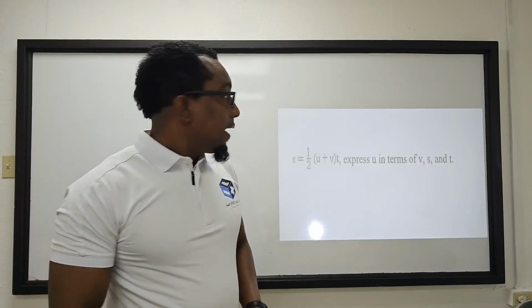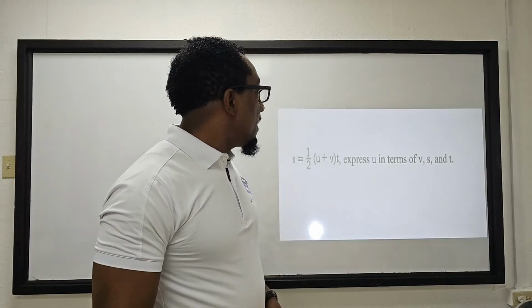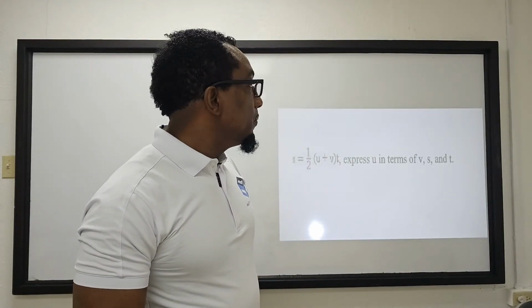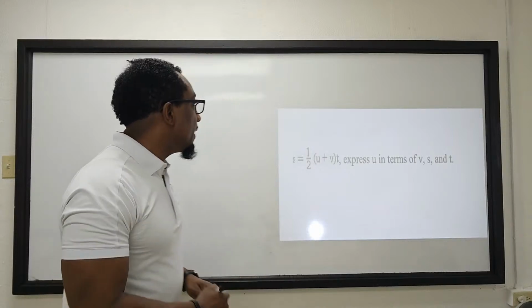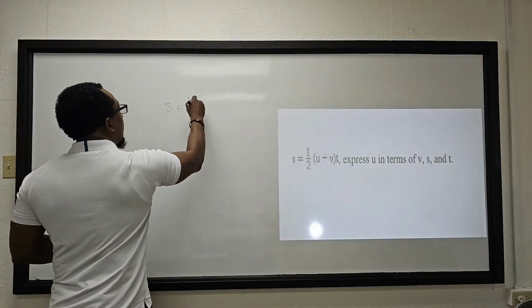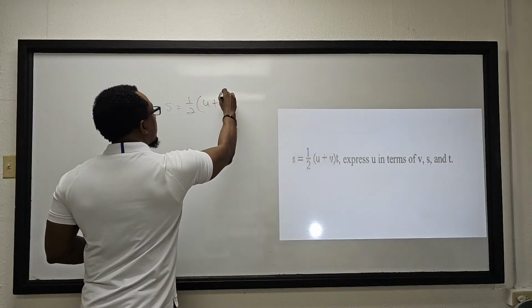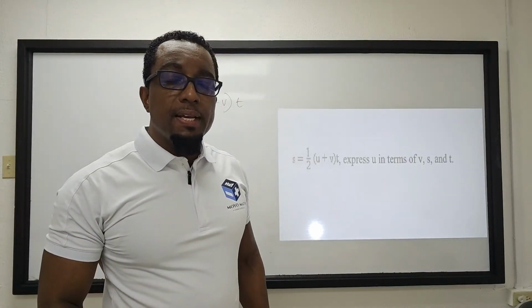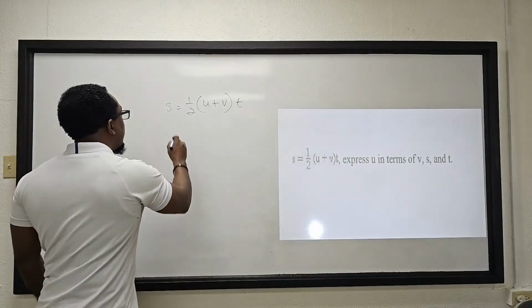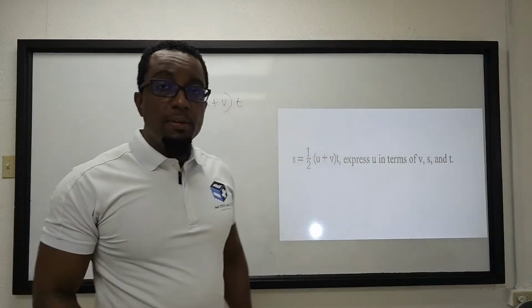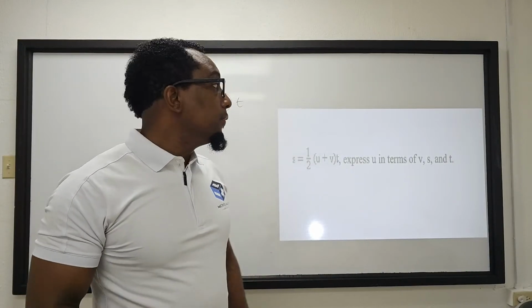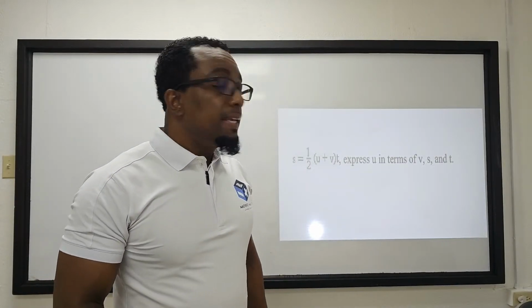So looking at transposition, the first says, if S is equal to a half into U plus V, of course U plus V in brackets, T, express U in terms of V, S, and T. So we have S is equal to a half, and in brackets U plus V times T. When they ask us to express U in terms of V, S, and T, it means we want to get U by itself on one side of the equal sign, and we want to obtain an expression for U involving the variables S, V, and T.